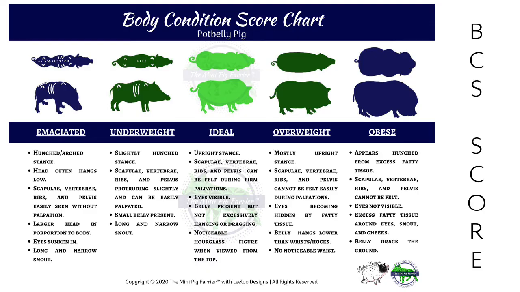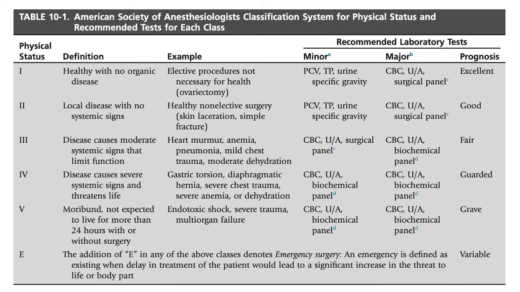So BCS, again, this is for a pot-belly pig. All right? They're pigs, we don't want them to be too fat, of course. There's always such a thing as too fat and too thin for pigs. All right? So this is just a table by the American Society of Anesthesiologists.